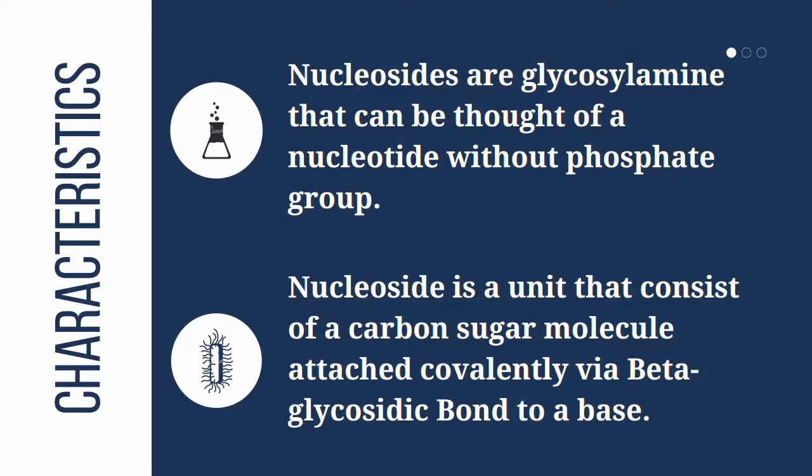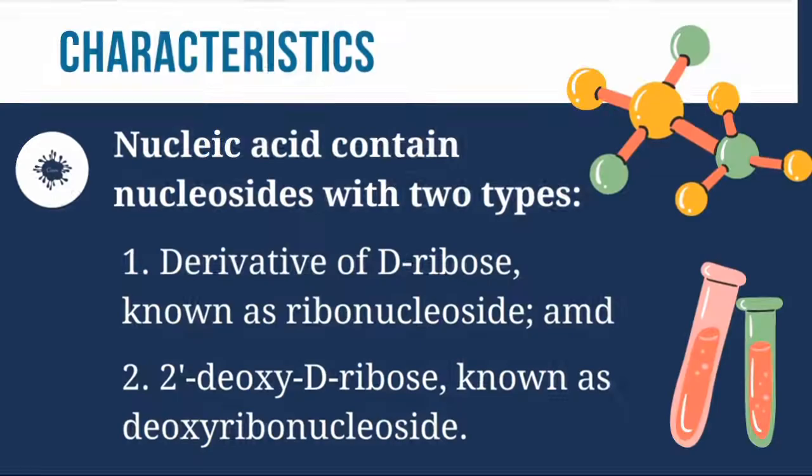Another characteristic of a nucleoside: it is a unit that consists of a five-carbon sugar molecule attached covalently via a beta-glycosidic bond to a base. Third characteristic: nucleic acids contain nucleosides of two types. There are derivatives of D-ribose, known as ribonucleosides, and 2'-deoxy-D-ribose, known as deoxyribonucleosides. Take note that ribonucleoside sugar can only be found in RNA. Similarly, deoxyribonucleoside can only be found in DNA.